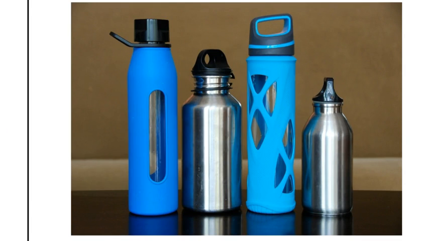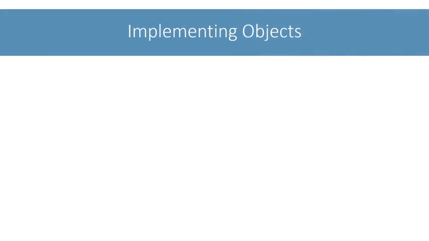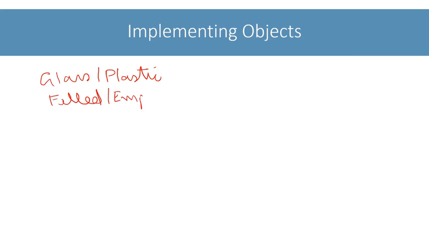Let's take the example of bottle and try to understand this definition. The bottle may be made up of glass or plastic. The bottle may be filled or empty. The bottle will have some color. So these are some of the characteristics of the bottle.